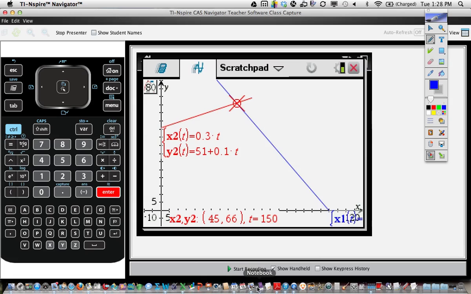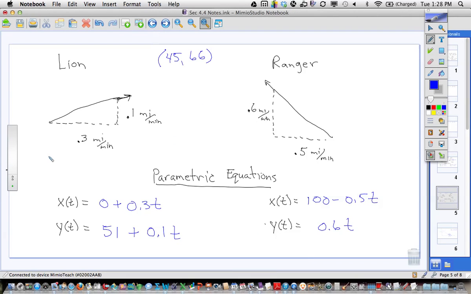Okay, now what are you going to need to know and be able to work with? Well, first of all, you got to understand what the different equations stand for. All right, there's three different things that we need to know about parametric equations. This is what we're going to put in our notes here in a second.